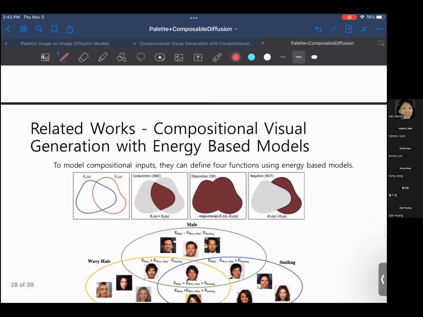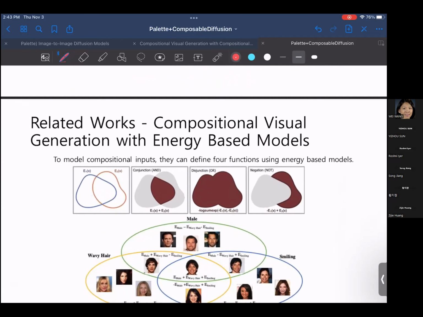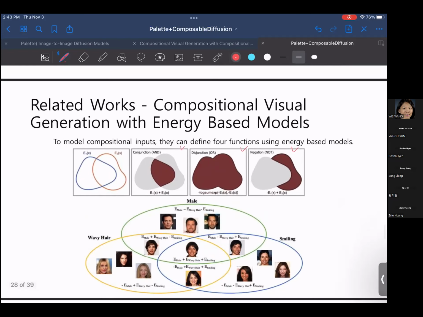And also, to move on to why they actually use this EBM model, is that EBM models can produce these different kinds of equations very easily. So conjunction, disjunction, and negation were proposed by this paper, Compositional Visual Generation with Energy-Based Models. You can see on this Venn diagram more easily that when you have male and wavy hair, there are going to be some parts that are conjuncted, and all male, wavy hair, and smiling are conjuncted.